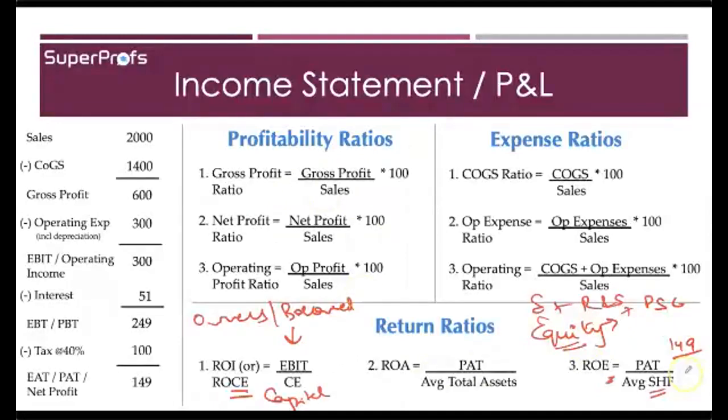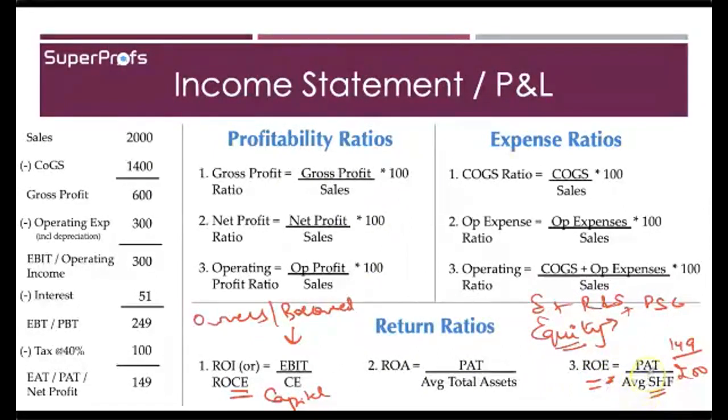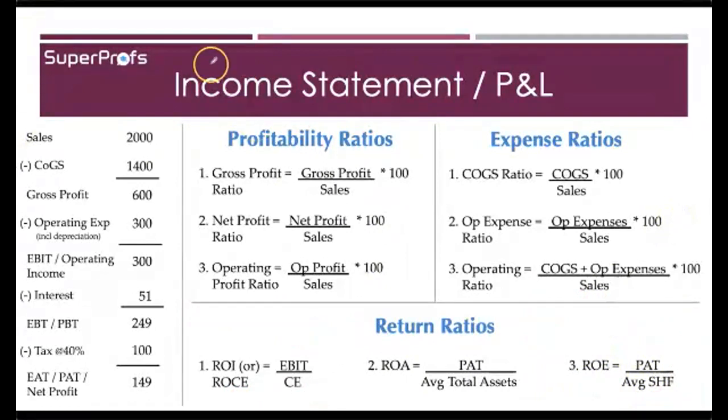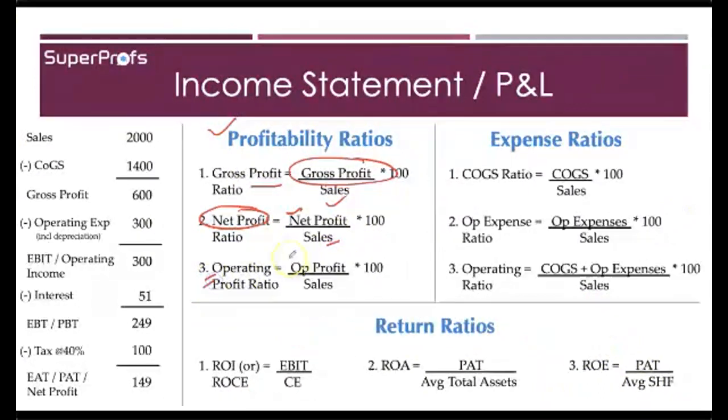So this will be your return on equity. All right. So far we have covered three kinds of ratios. Profitability ratios, in which you calculate the gross profit ratio, which is gross profit divided by sales. Then you have the net profit ratio. Again, the numerator is net profit and you divide it by sales. The third one is operating profit, in which you divide the operating profit, or operating income, or EBIT, by sales.